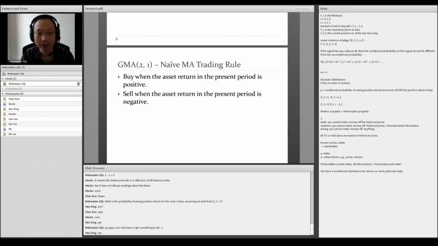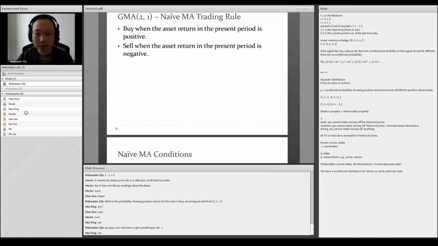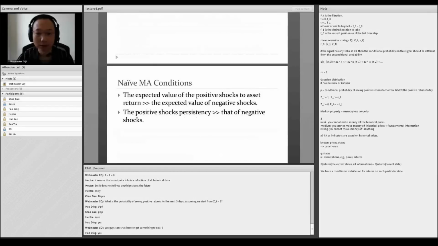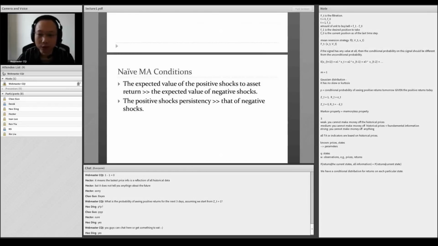So this is a very simple moving average trading rule. This is a trend following trading rule. Okay, and because of the simplification that we make, it becomes very simple. Okay, so we are going to analyze the simple strategies. So let's say we use this strategy in the bull market. Okay, like what do we expect in the market so that this strategy might work?